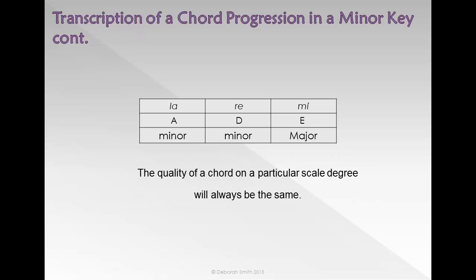Something to remember. The quality of a chord on a particular scale degree will always be the same. For example, the chord built on La in a minor scale will always be minor, as will the chord built on Re. However, the chord built on Mi will always be major.